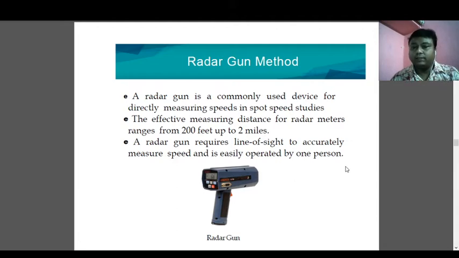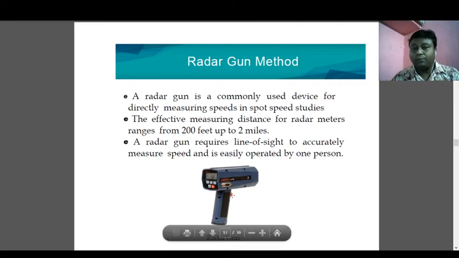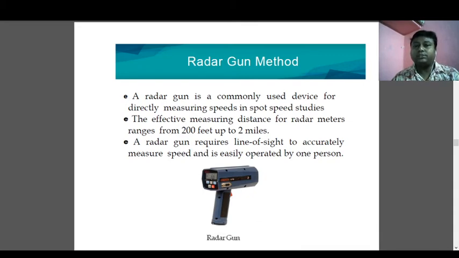Suppose one vehicle is coming along a road, and we have to point the front at the number plate of this vehicle and press this button, and the speed of this vehicle will be displayed here. So this is the process of the radar gun. A radar gun is a commonly used device for directly measuring speed in spot speed studies. The effective measured distance for a radar meter ranges from 200 feet up to 2 miles. So you can see it covers a very huge range. A radar gun requires line of sight to accurately measure the speed and can easily be operated by one person.